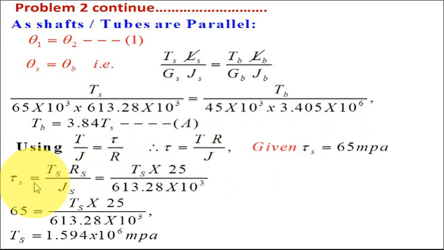So initially, by using the formula, shear stress in steel equals 65. Okay, Tau = TR by J for steel. So this tau S is 65. T S is not known as it is. Radius: the total diameter of steel is 50 mm, so the radius is 25, divided by its polar moment of inertia. We'll get the T S value. T S is equal to 1.594 into 10 to power 6.